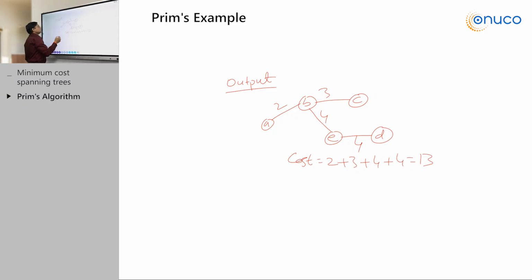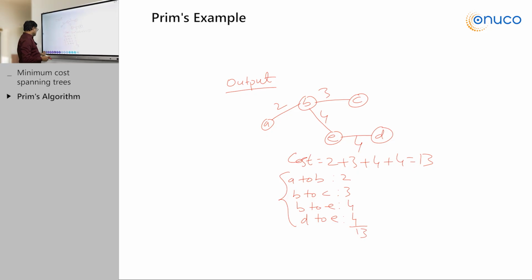What else? If you are going to print all the paths, we are saying that there is a path from A to B, B to C, B to E and D to E or E to D. So these are all the solutions for the given example. A to B we have a 2, B to C we have a 3, B to E we have a 4 and D to E we have a 4. Again we will get 13. So these are the solutions to Prim's algorithm.